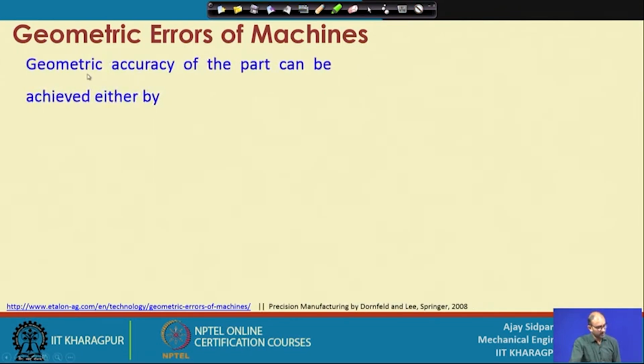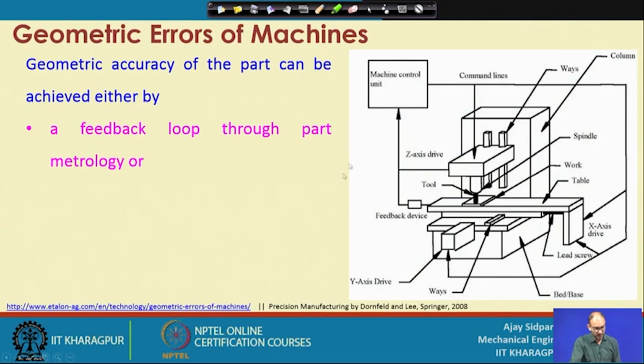Right. So, we can tell that geometric accuracy of the part can be achieved either by a feedback loop through the part metrology. So, this is the feedback loop. Now, if you see, there are many different components available. The tool is available here and the workpiece is here. These are the main things which are connecting everything. So, now spindle is there.